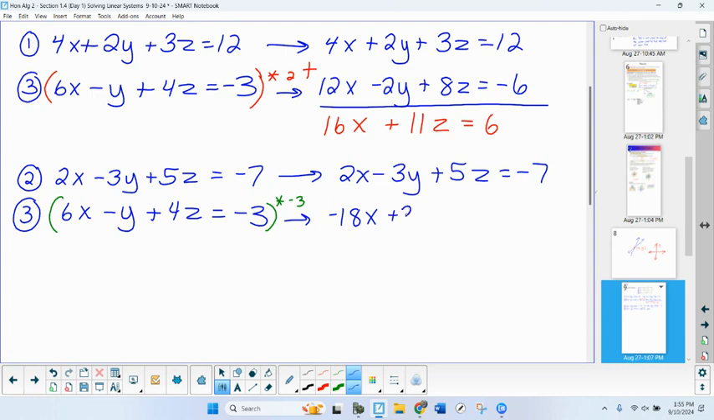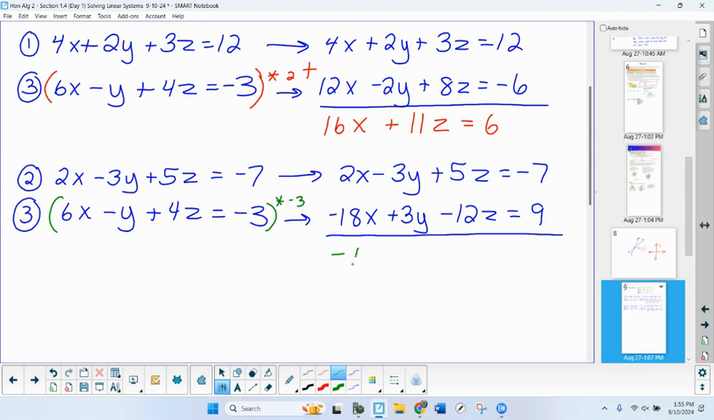Plus 3y, minus 12z, equals 9. Guys, go back and double check just to make sure you don't mess up your signs when you're doing your homework, because if you mess up your signs, it just throws everything off. All right, I double checked as he was doing it. We're good. Now, add them together. What do you get here?